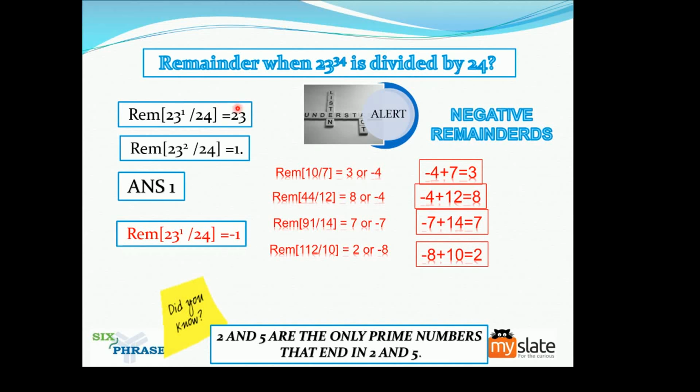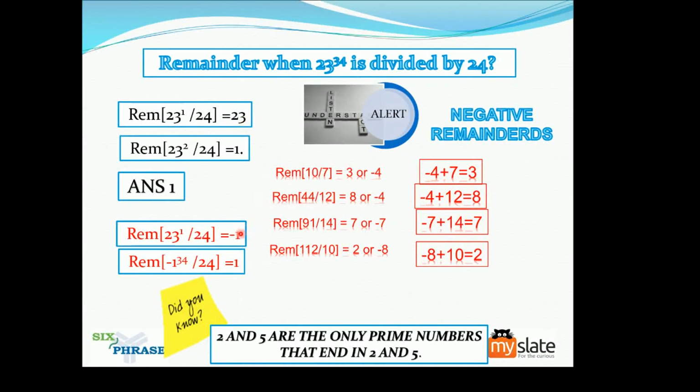So the remainder of 23 power 1 divided by 24 is nothing but minus 1. So what I am doing is very conveniently writing 23 as minus 1. Because instead of 23 here, what do I get? Minus 1. I told you, right? 3 and minus 4 are the same things. 8 and minus 4 are the same things. 7 and minus 7 are the same things. So similarly, 23 and minus 1 are the same things. This is the positive remainder. This is the negative remainder. So instead of 23, I write minus 1.